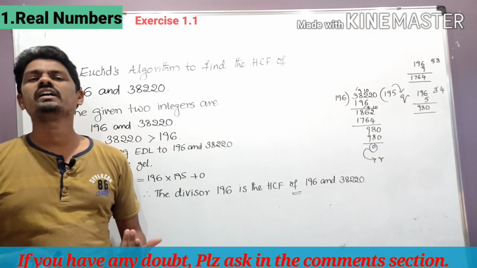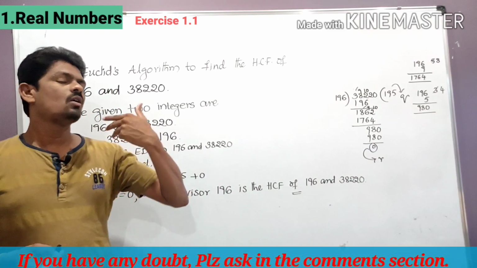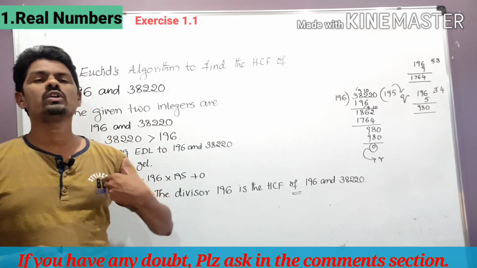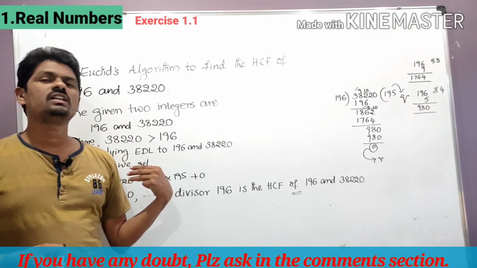So like this we can find not only these two integers, student, whatever two positive integers are given we can find using Euclid division algorithm.